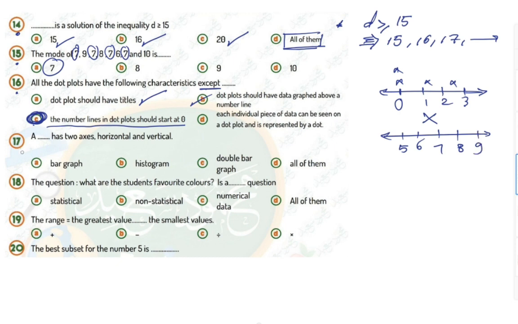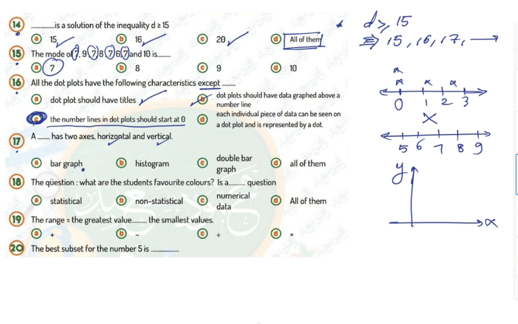Okay. Point 17, a graph has two axes, horizontal and vertical. What do you use for the x-axis and y-axis? Do you use the x-axis and y-axis of a graph?